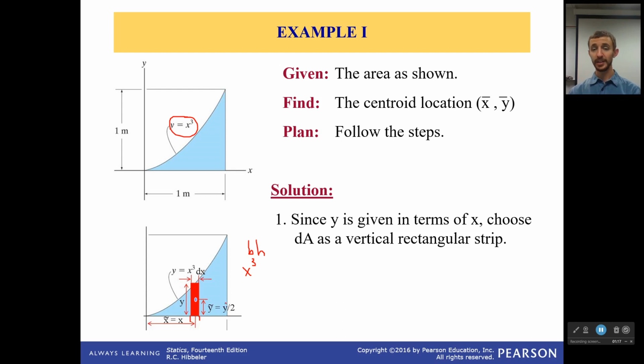The second thing we figure out is, well, what is the centroid of this? Well, it's obviously going to be right there at the center of this element, and it's going to be half the height. So y squiggly hat is going to be y over 2, while x squiggly hat would be wherever it is positioned.